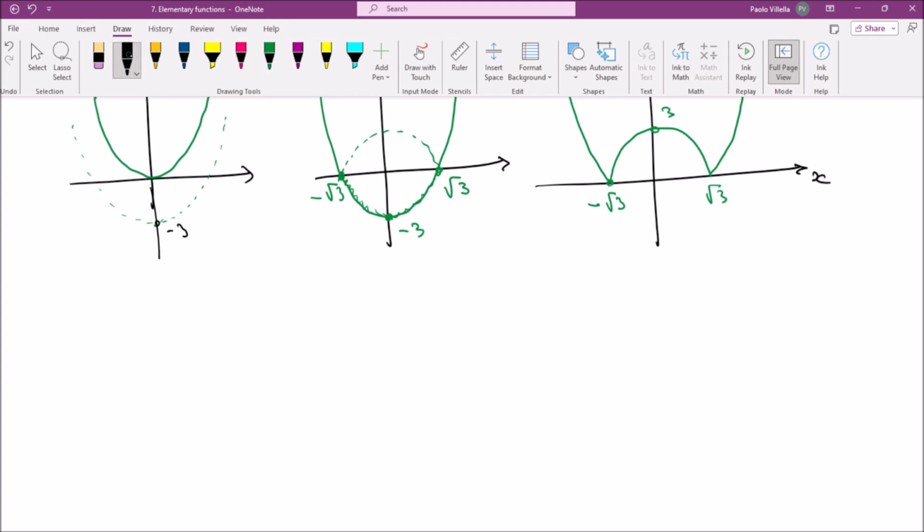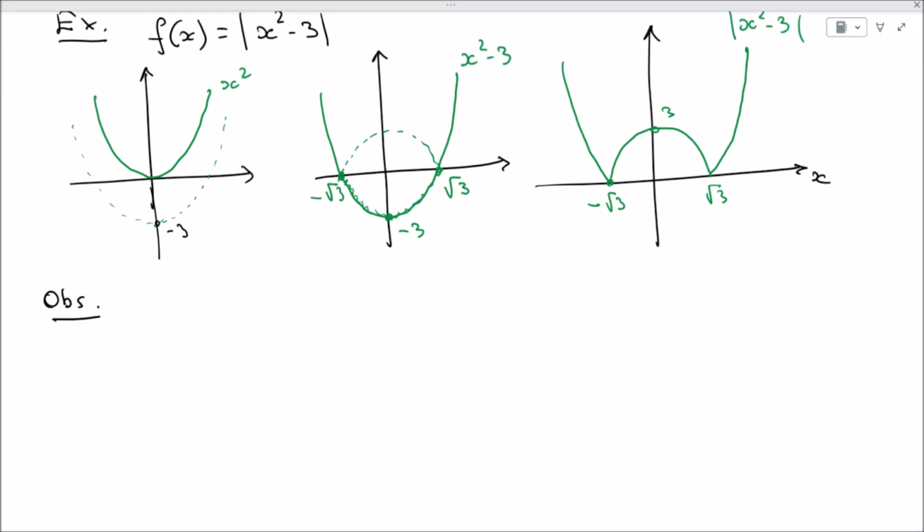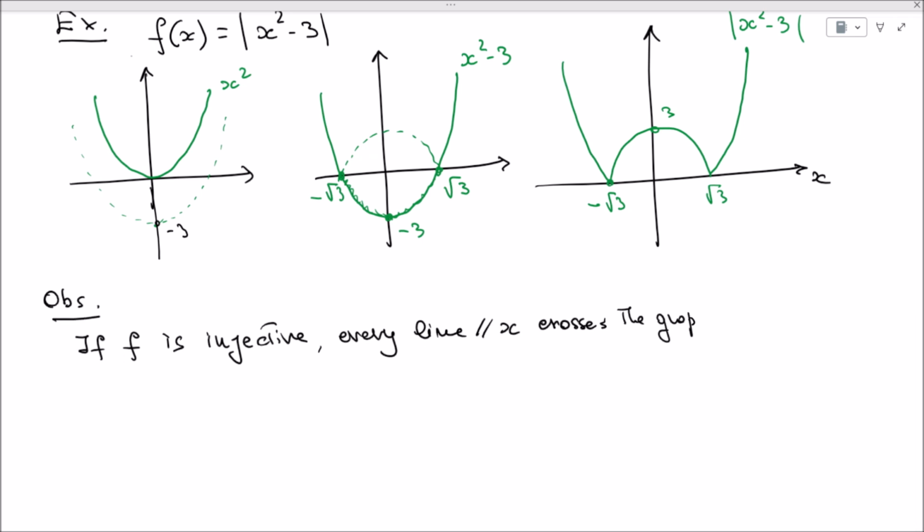Now an important observation is that if f is injective, what will the graph of this function be like? Well, every line which is parallel to the x-axis crosses the graph in at most one point. It might not cross the graph at all, but if it crosses, it will do this only once.